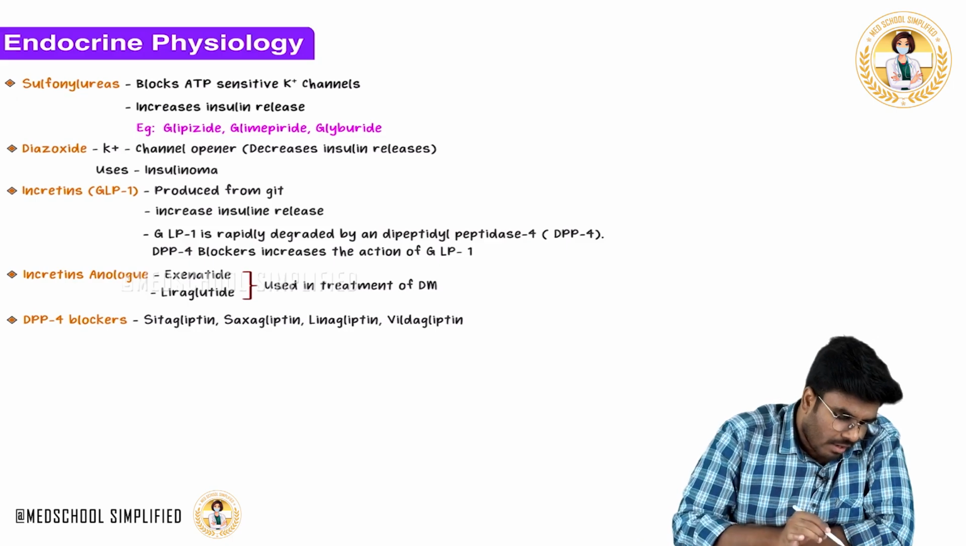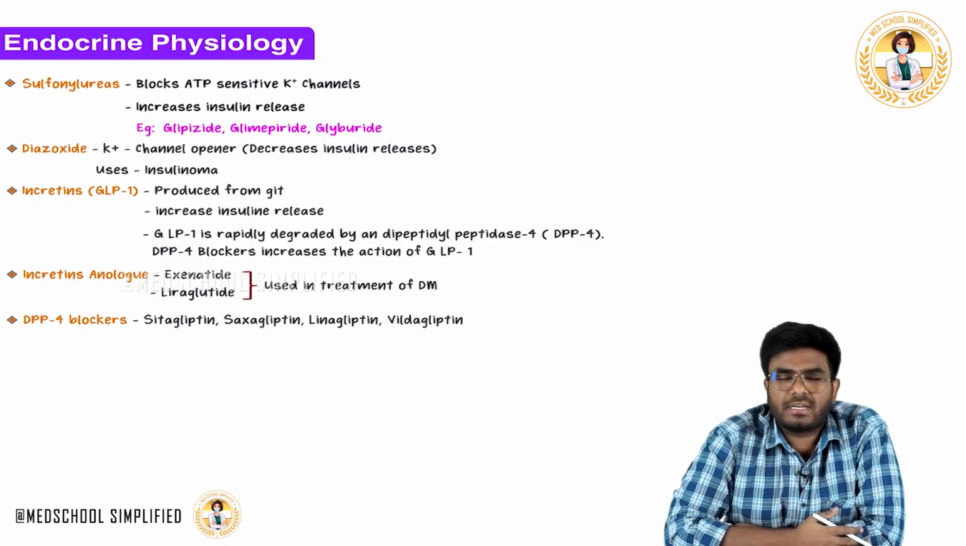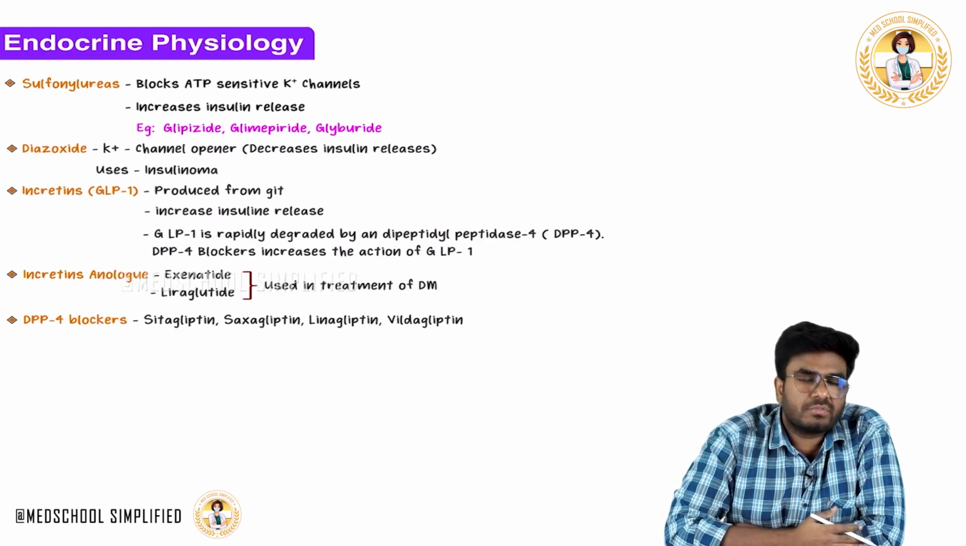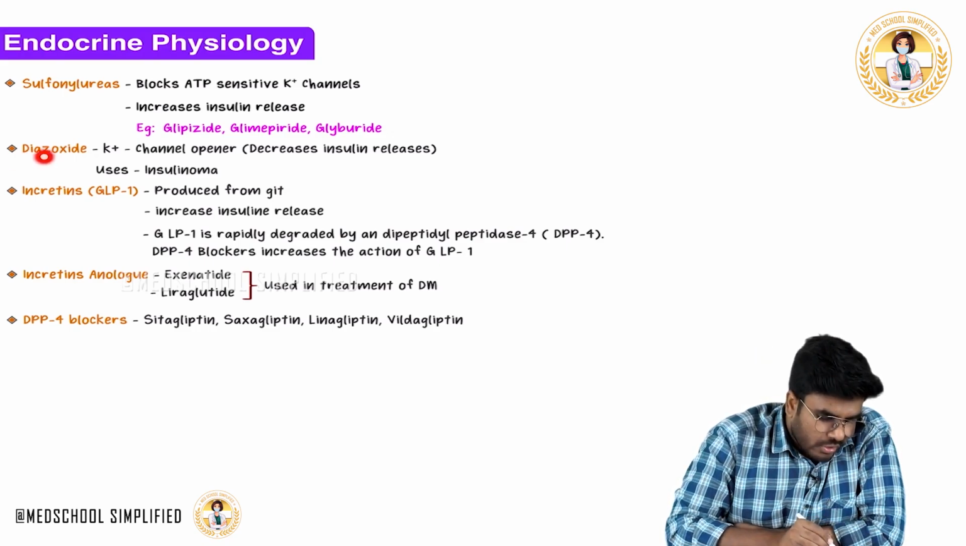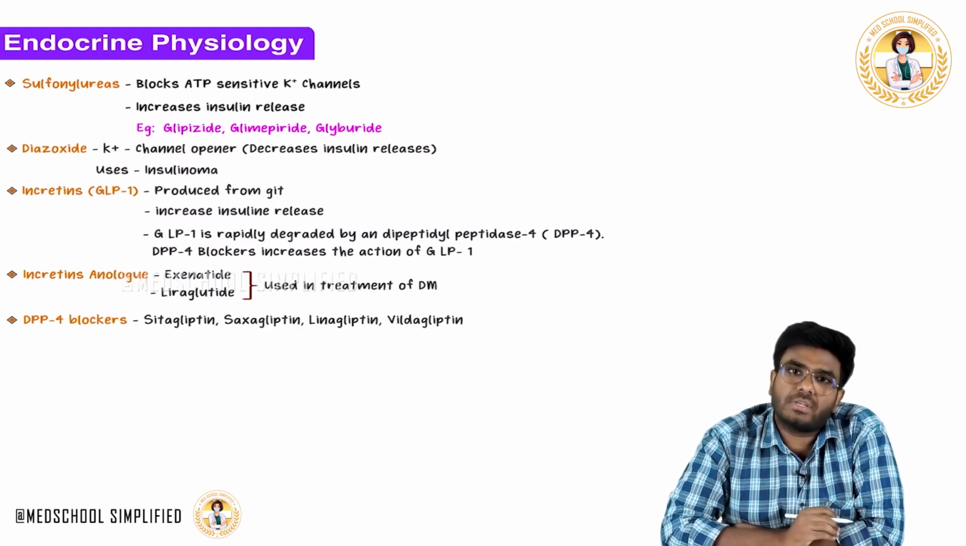Done. Now after this, let's talk about a drug called diazoxide. What is this drug diazoxide? What is the mechanism of action? In which conditions are we going to use this drug? See, diazoxide is a potassium channel opener. What is the relationship between potassium and insulin? Whenever the potassium level increases inside the cell, the beta cell will undergo depolarization, leading to increased release of insulin.